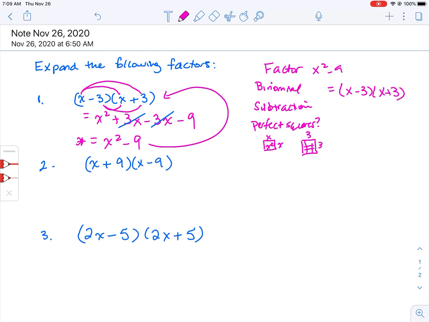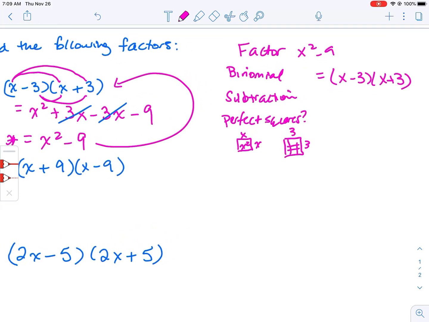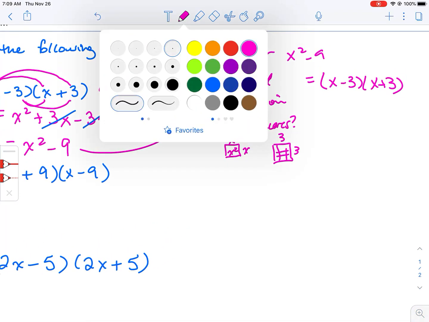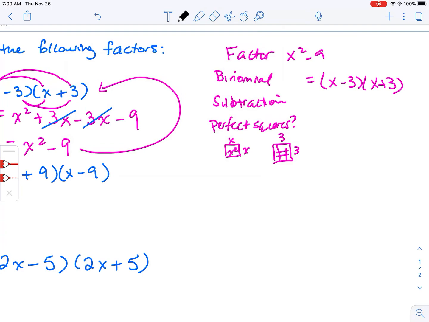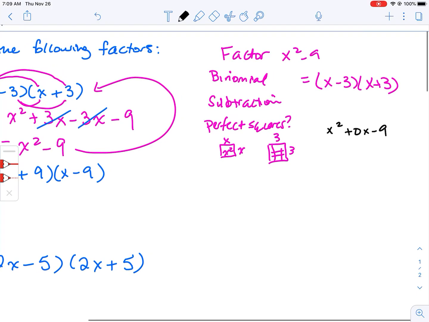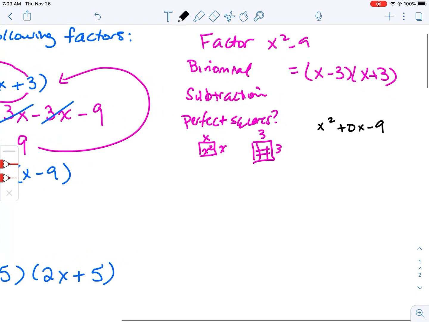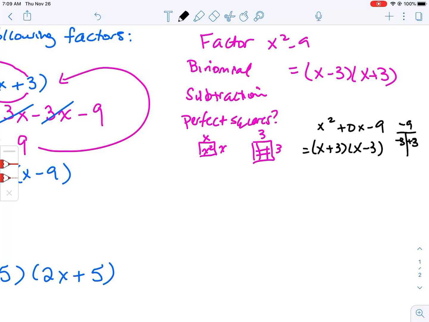Okay, another way to think of this in terms of a trinomial is to think like this. We could also say to ourselves x squared plus 0x minus 9. If I want to factor that, I'm looking for factors of negative 9 that add up to 0. That's a negative 3 and a positive 3, right? So then I can say, well, that's x plus 3, x minus 3. And that's another way to think of this.